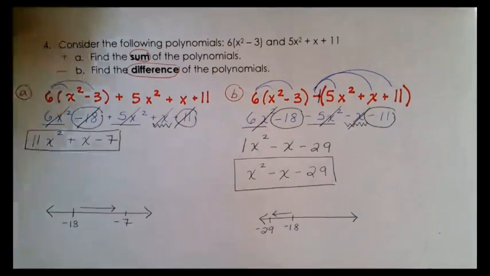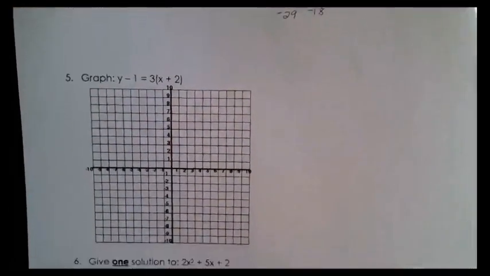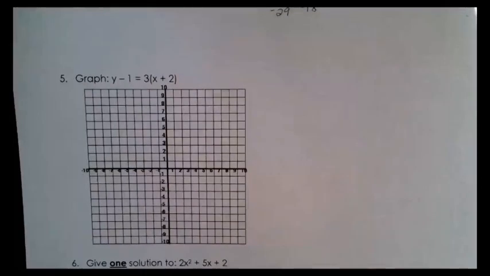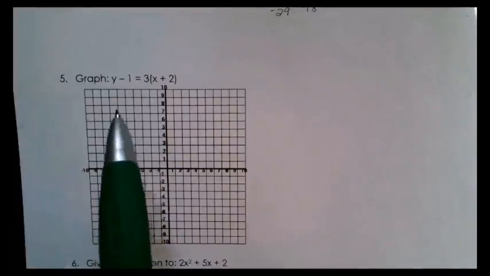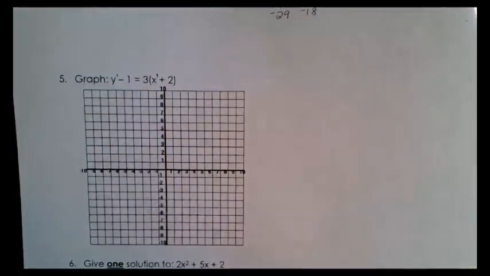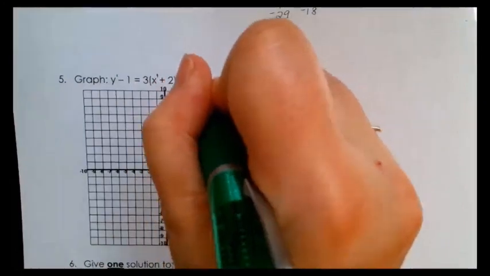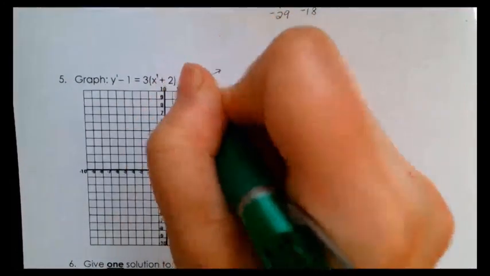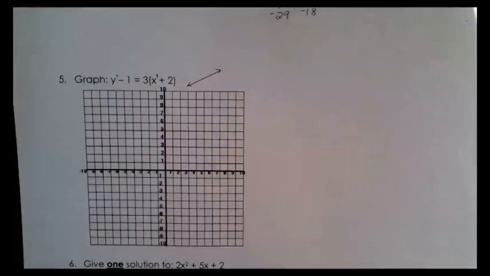Let's move on to number 5. Graph y minus 1 equals 3, parentheses x plus 2. Now, if you're going to be graphing something and you notice that the y and the x are both raised to the 1 power, what you're looking at is a linear equation. It's just going to be a regular line. What you need to do is put your equation into slope-intercept form. It's the easiest way to graph a line.